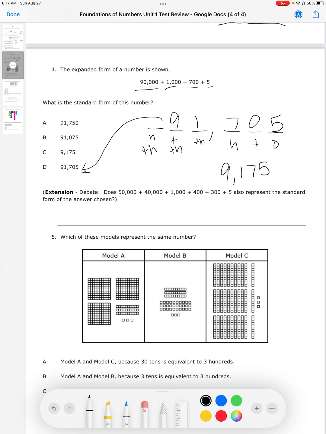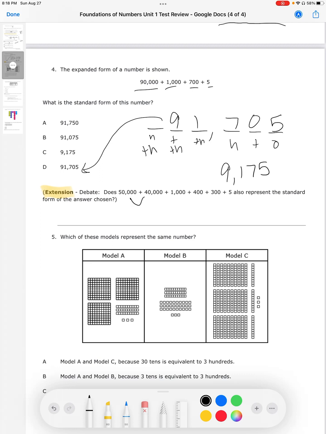Please encourage your child to use a place value chart, especially if they're struggling with this, because it just helps us not to make so many little mistakes that we know better than to make. I like the extension on this one. It says debate. Does 50,000 plus 40,000 plus 1,000 plus 400 plus 30 plus 5 also represent the standard form of the answer chosen? So what we would need to do is start combining the numbers that represent the same place values.